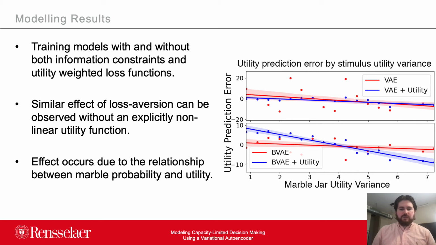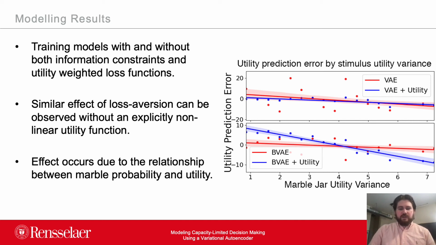In most models, there was no clear correlation between marble jar variance and the predicted utility. However, in the model trained with both an information constraint and a utility-based learning objective, there was a correlation that corresponds to risk-averse behavior. These utility prediction errors are shown in blue on the lower graph. This corresponds with risk-averse behavior because the marble jars with lower utility variance are predicted with a positive error, indicating overvaluing, and those with higher variance are shown with a negative error, indicating undervaluing.